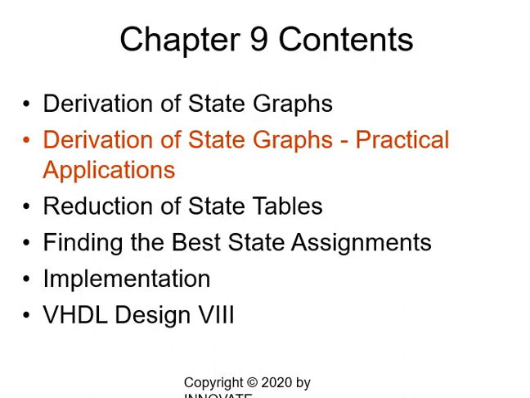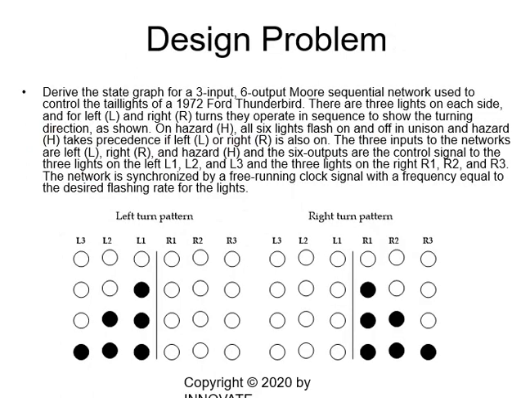Once we finish the practical applications, we'll talk about reduction of state tables. Then we will talk about finding the best state assignment to reduce the amount of hardware needed. Then we'll talk about implementations and implementation approaches. Then we will also cover VHDL design to design finite state machines.